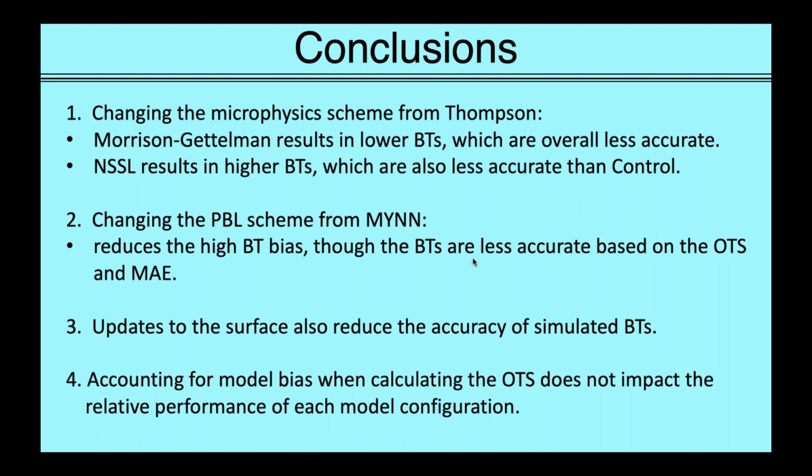Changing the PBL scheme from the MYNN does have some benefits. It does reduce the high brightness temperature bias, even though they are less accurate based on the OTS and mean absolute error. And accounting for the model bias when calculating OTS and a bunch of the other statistics actually doesn't impact the relative performance of each configuration.